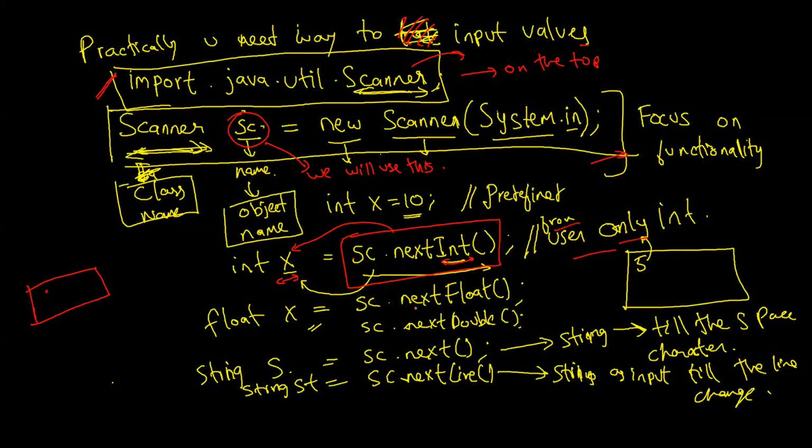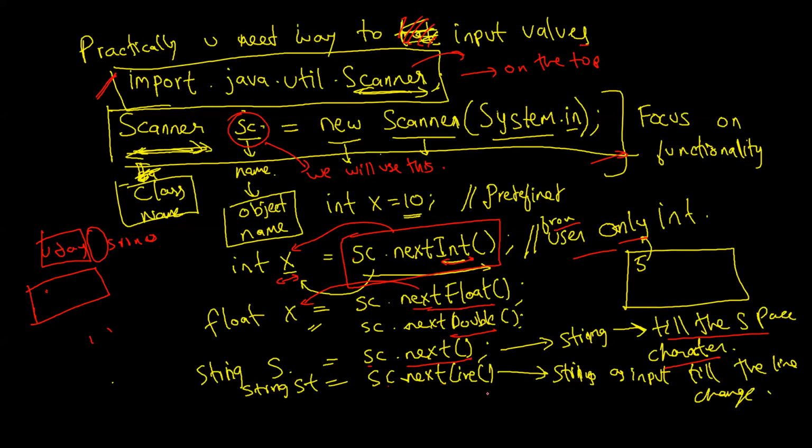In the same way, nextFloat will scan the input, understand it as a floating value, and put it into the float variable. The same way, nextDouble will work. sc dot next will scan a string till you encounter a space. If you encounter a space character, it will break. If I write Uday Shino in the console, only Uday will be taken because after Uday you have a space. But if you want the whole line till enter is clicked, you will use sc dot nextLine.